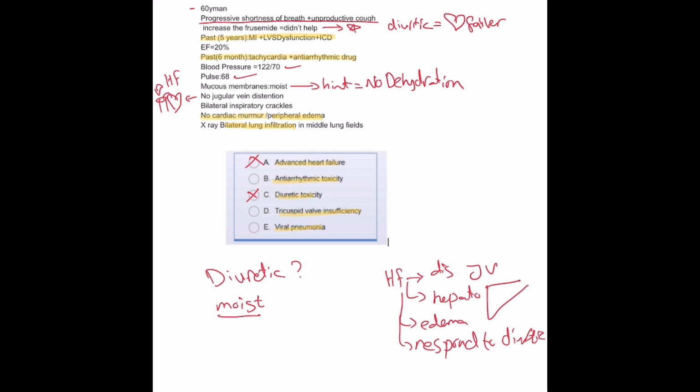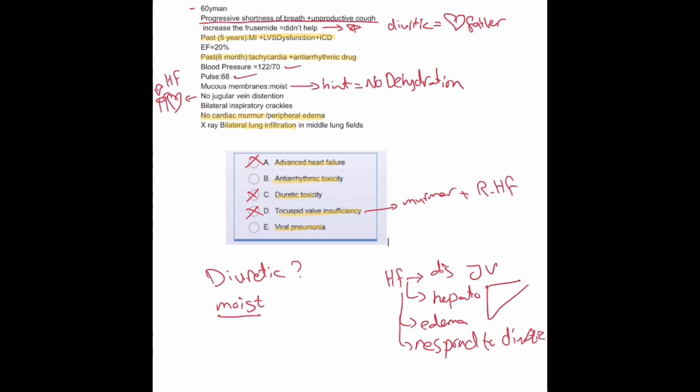Now let's see if the tricuspid valve is causing this dyspnea. Usually problems with the tricuspid valve would normally cause a holosystolic murmur and right-sided heart failure. The question mentioned that there is no cardiac murmur and there is no peripheral edema. So D is also false. So we've got two options now left. We've got E and B.